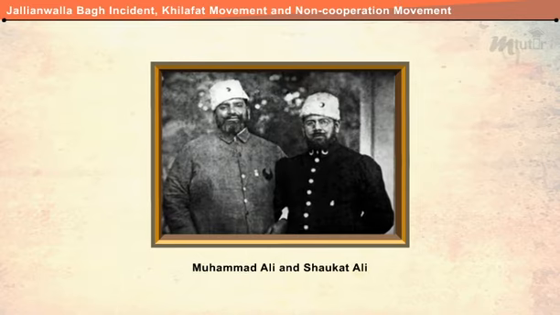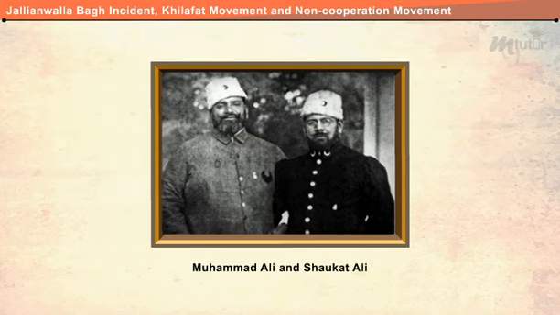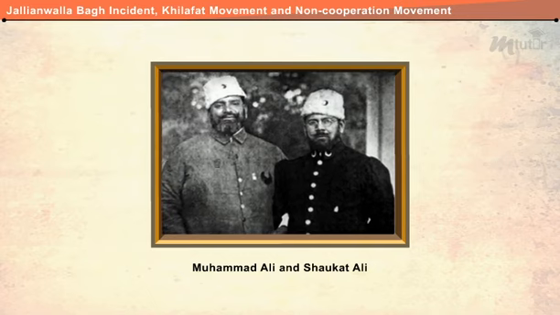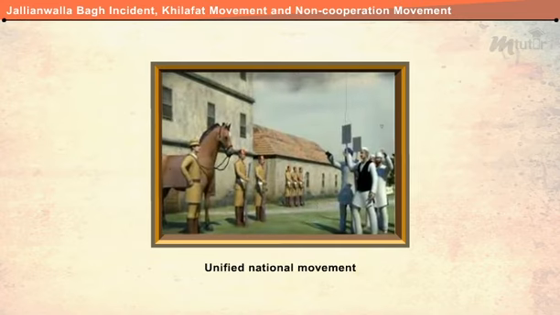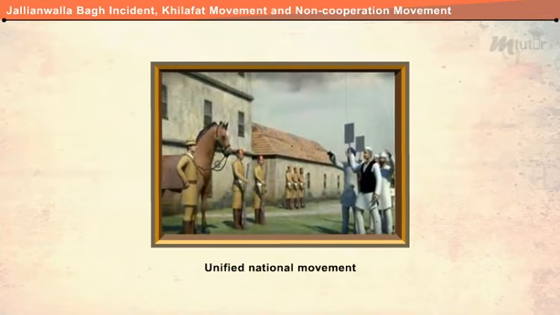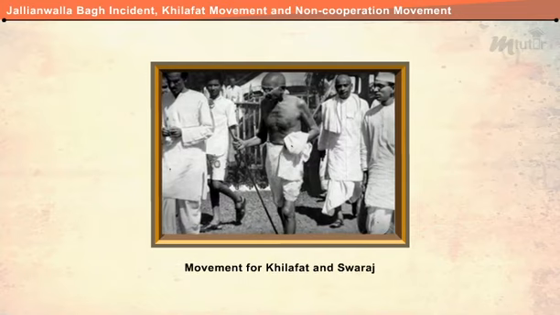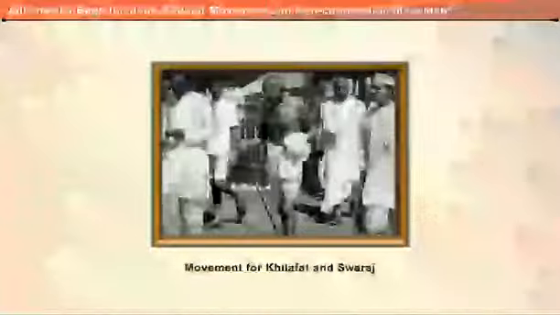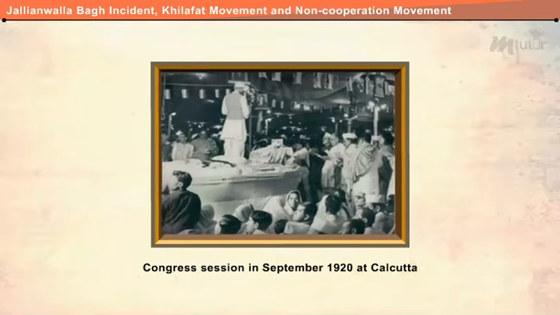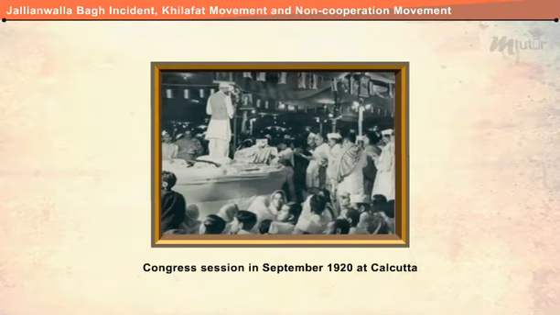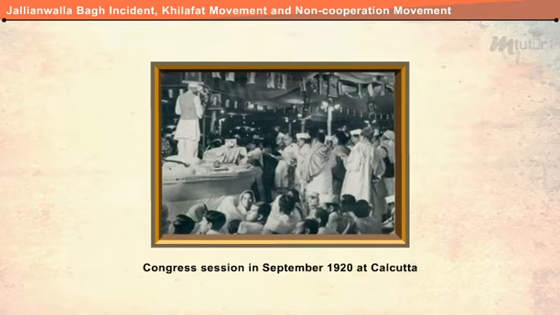Many young Muslim leaders like Muhammad Ali and Shaukat Ali started discussing with Mahatma Gandhi the actions to be taken. Gandhiji took this opportunity to include Muslims under the unified national movement. He convinced other leaders to start a non-cooperation movement in support of Khilafat and Swaraj. At the Calcutta session of the Congress, in September 1920, a resolution was passed to start a non-cooperation movement.